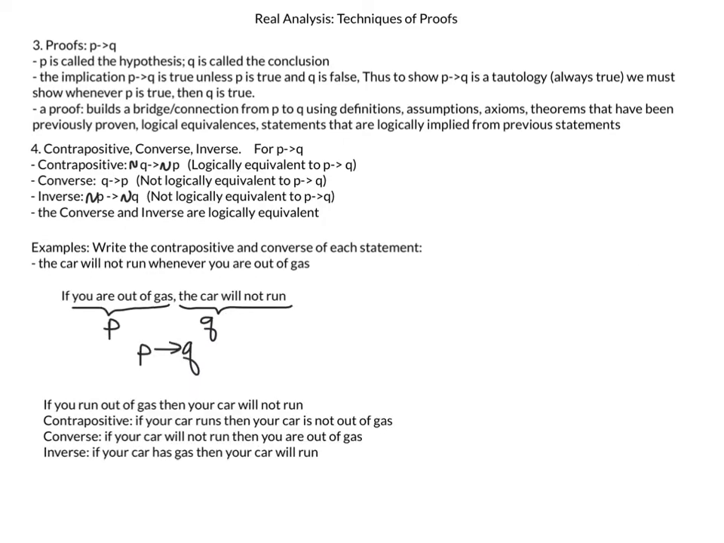The next one, the car will not run when you are out of gas. In other words, if you are out of gas, the car will not run. That's P, you are out of gas, implies Q, the car will not run. So the contrapositive, not Q implies not P. If your car runs, then your car is not out of gas.